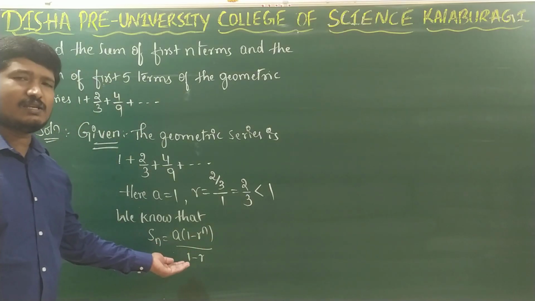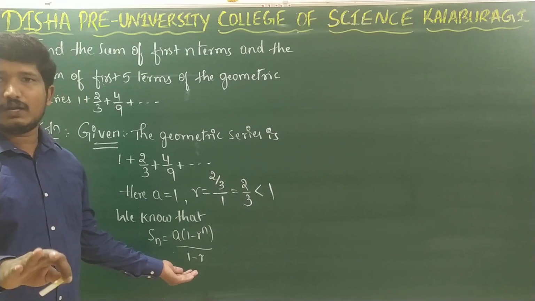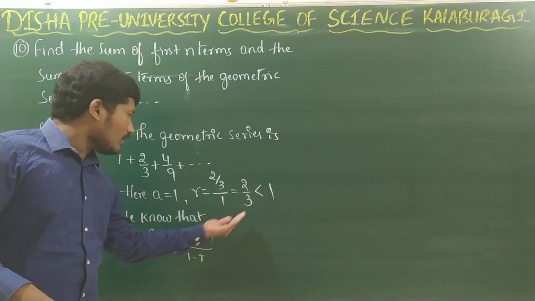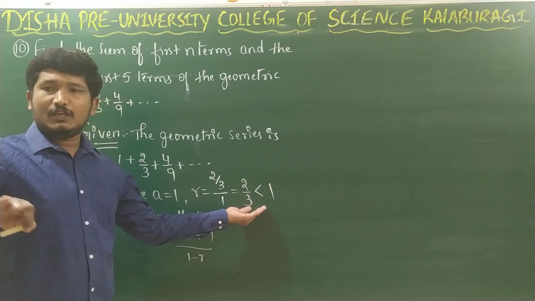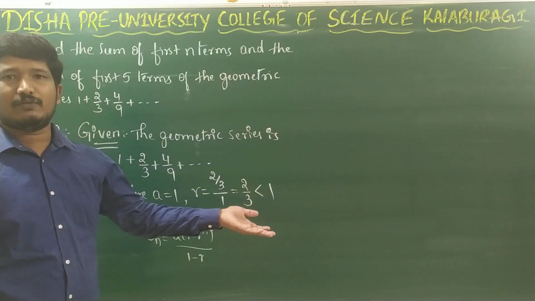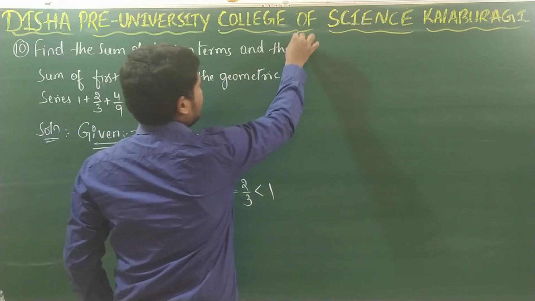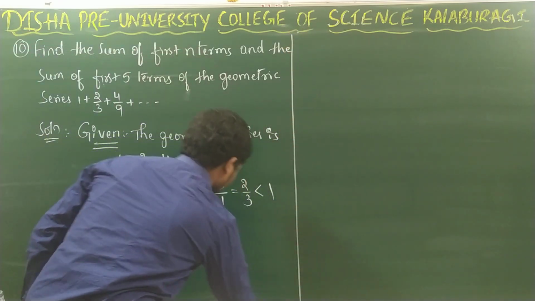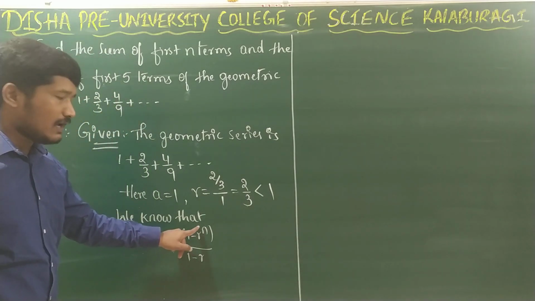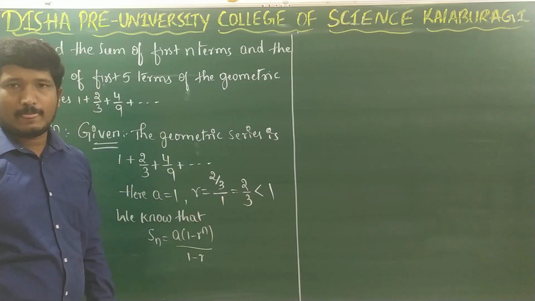We will have simple mathematical calculations here if we use this formula. I have already told you, you can use any one of the formulas, but if you use this formula when R is less than 1, and the other formula when R is greater than 1, our calculations will be very easy. We know that Sn is equal to A into 1 minus R power n divided by 1 minus R when R is less than 1.